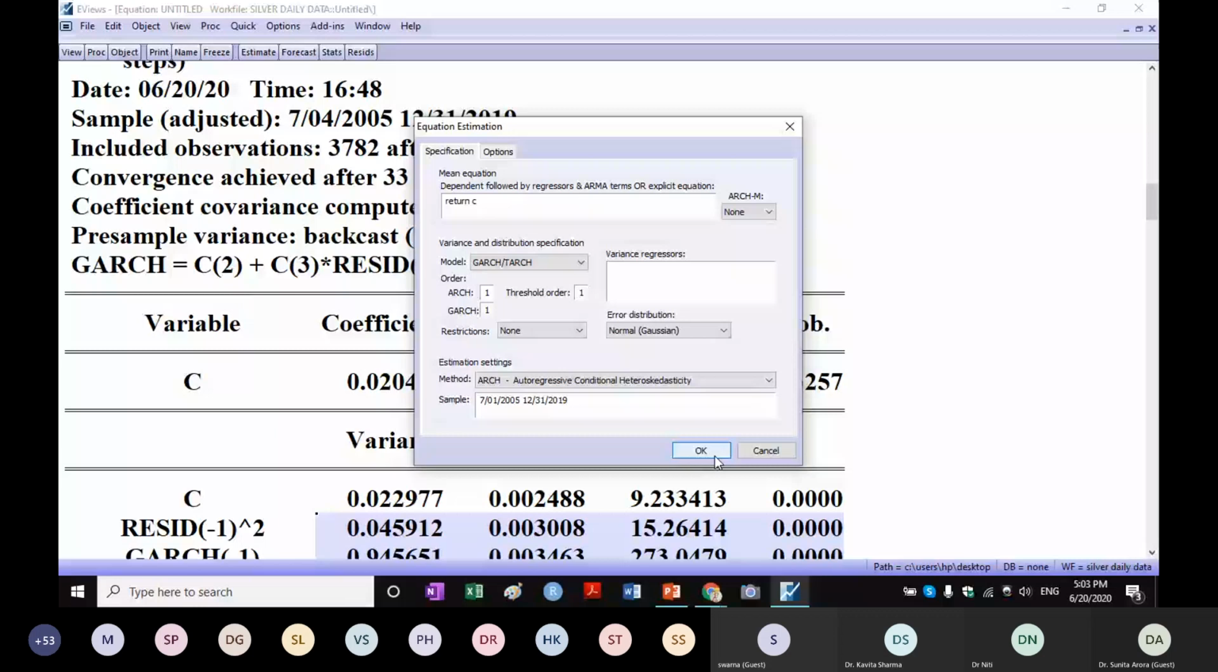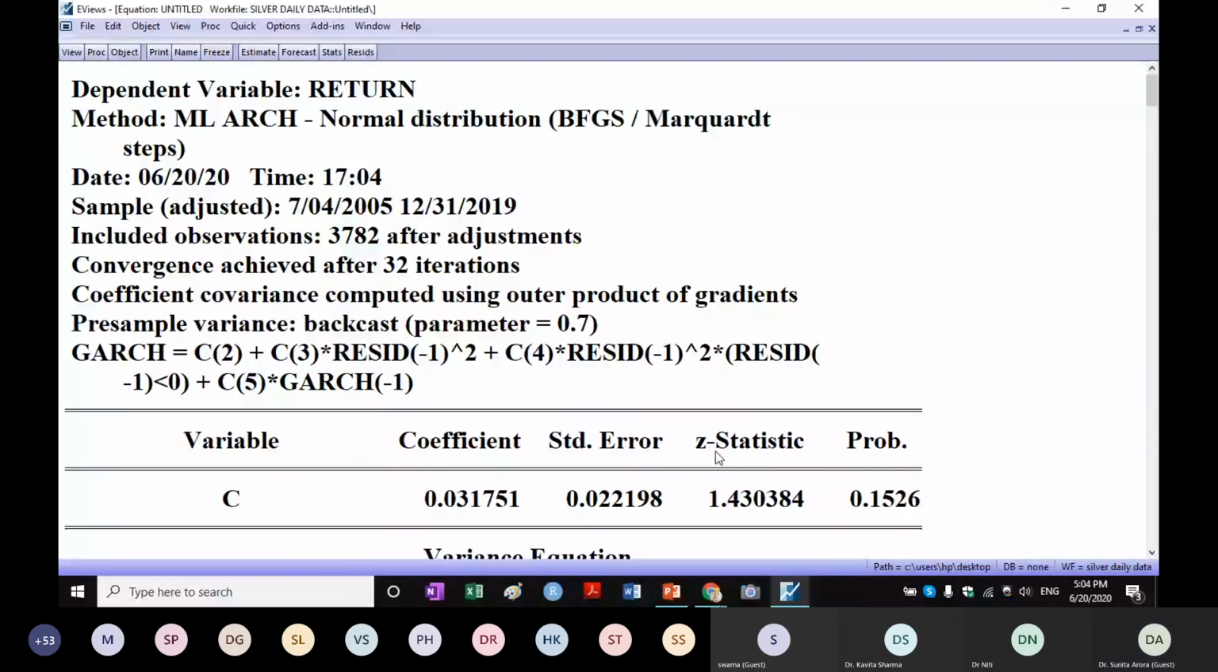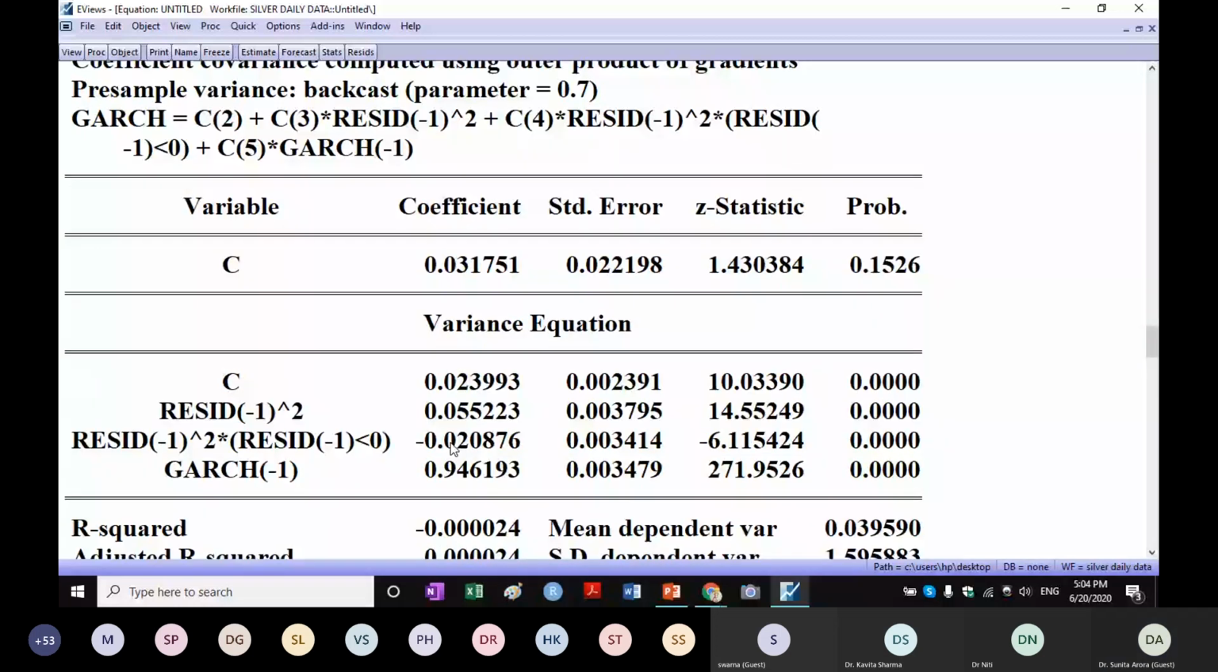See, what does it do? Now the GARCH equation is GARCH equal to C2, this constant, then C3 residual minus 1 square, which is the ARCH term, then C4, which I'll talk about later, then C5 GARCH minus 1, which is the GARCH term. Now the ARCH term is this and the GARCH term is this.